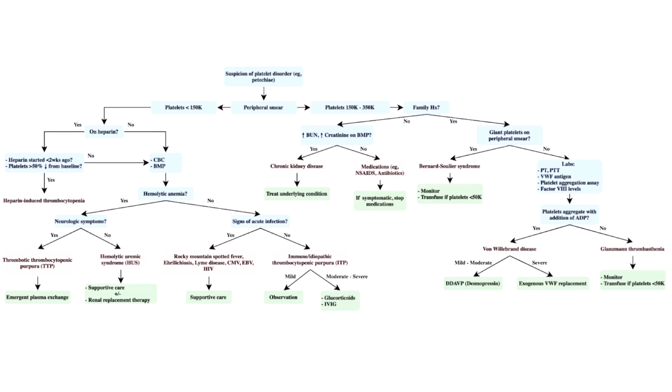Here we have the algorithm of how to approach the patient with suspected platelet disorder. First, we need to check the platelet count. If the platelet count is less than 150,000, then the patient has thrombocytopenia.